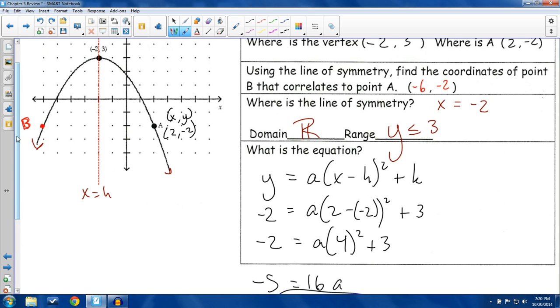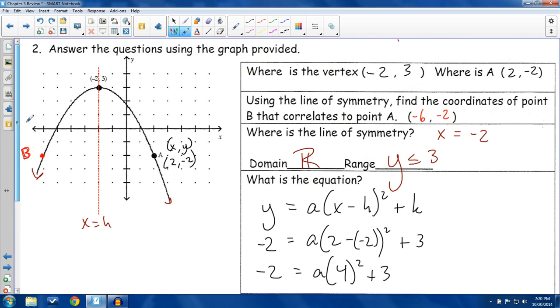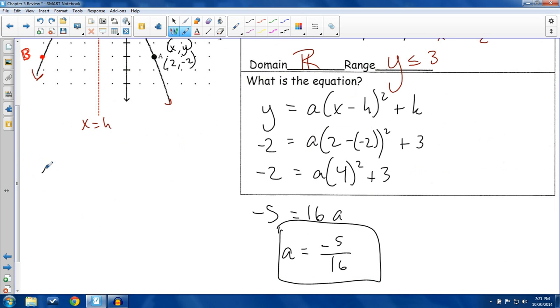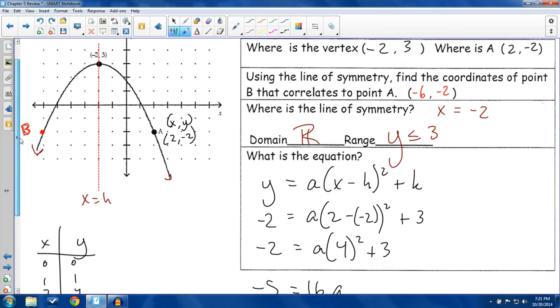The other way I would have done this problem is by applying my stretch factor as I know it. For instance, if this is a value that I know, I can go over from my vertex. I can go 1, 2, 3, 4 over, and I can go down 1, 2, 3, 4, 5. Now normally, when I go over 4, I would go up 16. Now, I know that I'm going down, so I know that my stretch factor is negative.